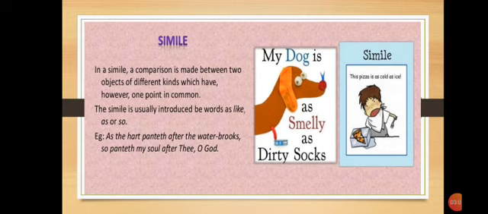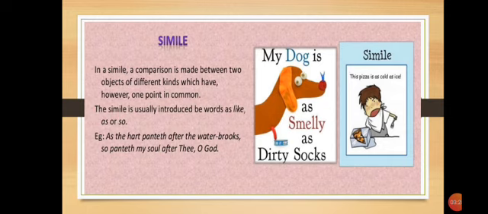Simile is a comparison which is made between two objects of different kinds, right? So the subjects or the things are totally different, but they have one common quality. That is why we are comparing them, right? So it's a literary device which tells us about comparison.